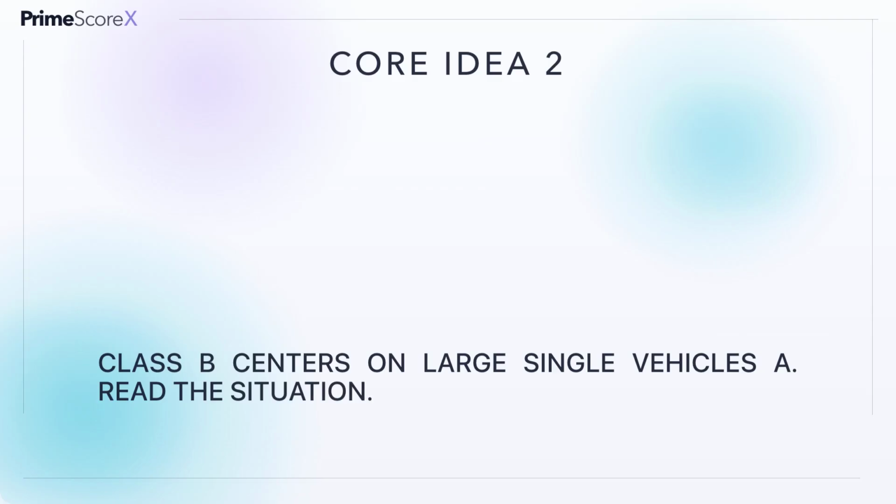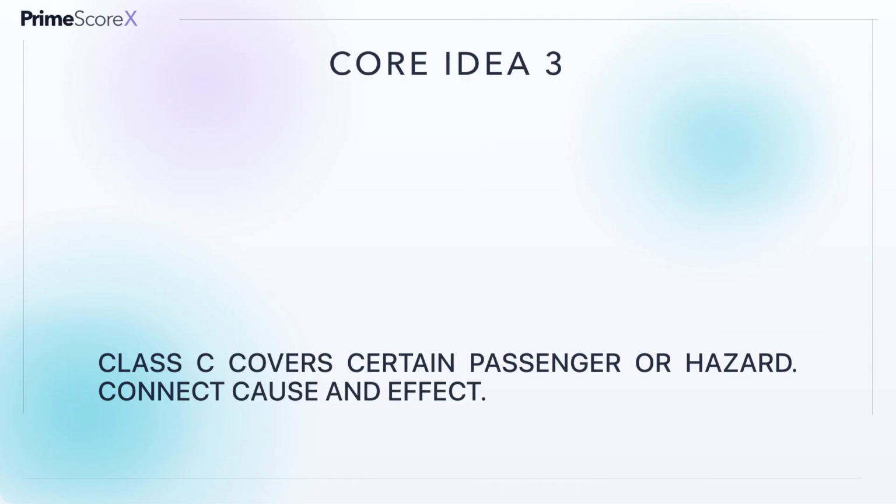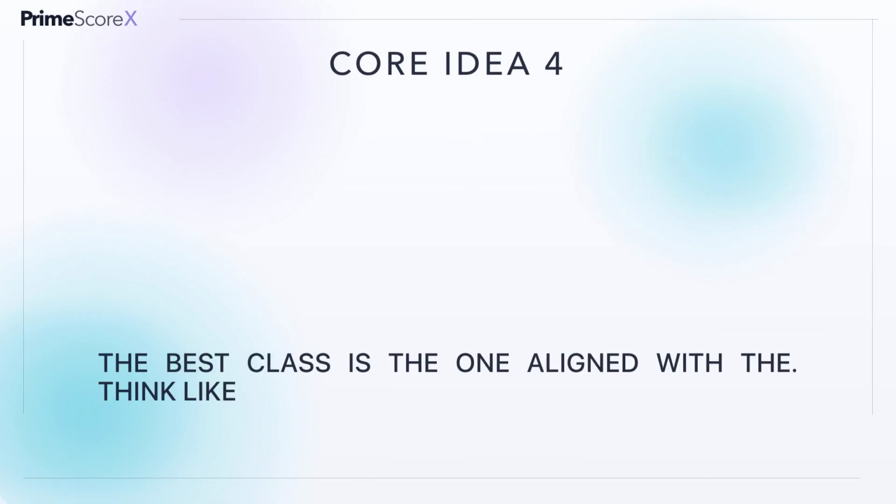Second core idea. Class B centers on large single vehicles and limited towing. In CDL questions, wording matters. The answer may depend on whether the vehicle is loaded or empty, moving or stopped, on a downgrade or level road, in normal weather, or reduced traction. Always read the situation before choosing the rule. Third core idea. Class C covers certain passenger or hazardous material situations not fitting A or B. Strong CDL preparation means connecting cause and effect. A safe driver can explain what happens next if a condition is ignored. That is exactly how many test questions are built.